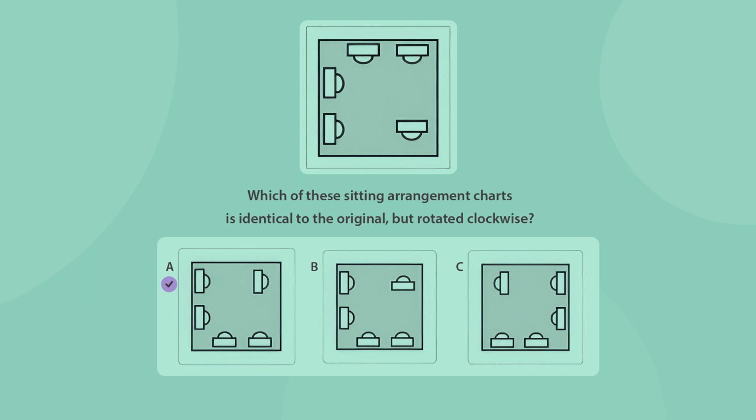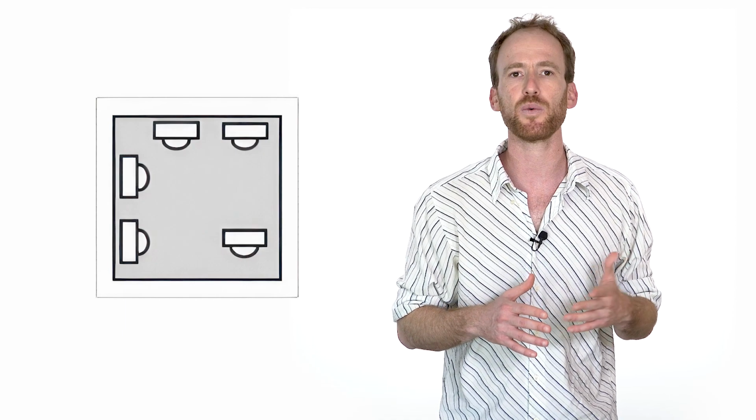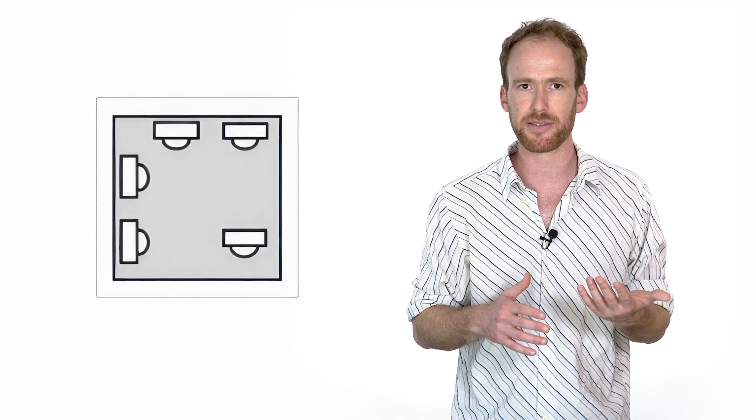The correct answer is A. In questions that require mentally rotating an object, it can be helpful to focus on a salient feature of the object and examine what happens to it as the object rotates. For instance, in this question, you can focus on the single desk. In the original chart, it is located at the bottom right corner, with the chair facing the upper side of the chart. Now, carefully examine what happens when the chart rotates.